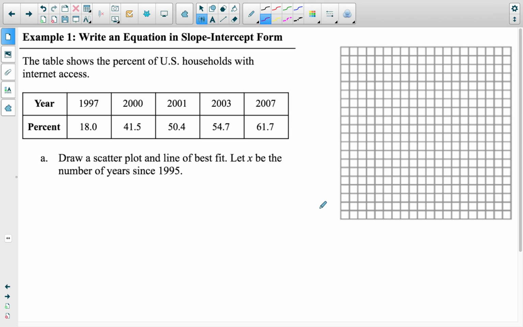So let's look at a couple of examples. So this one, we're not going to use a calculator. We're going to try to do this by hand. Okay, so this table shows the percent of U.S.